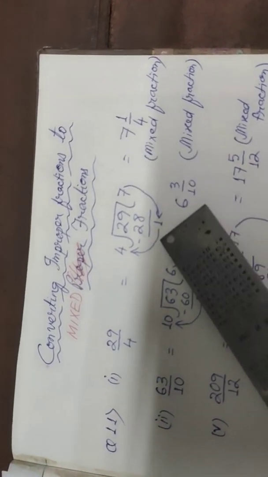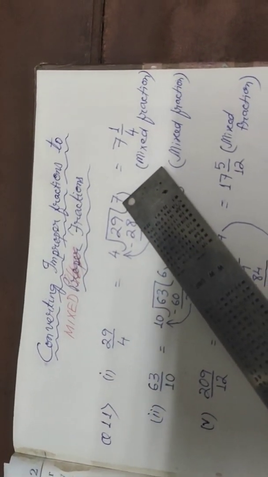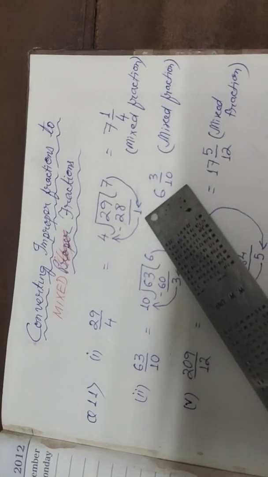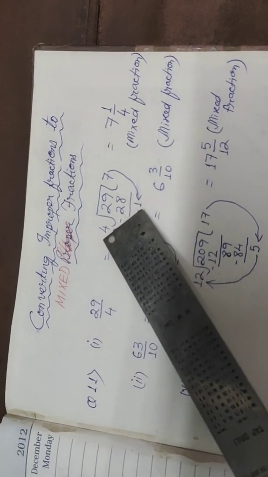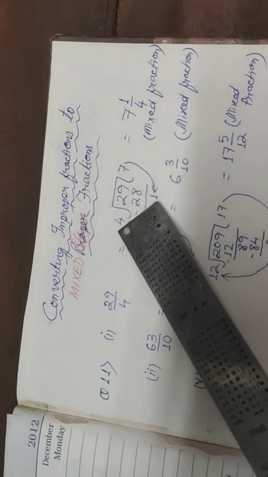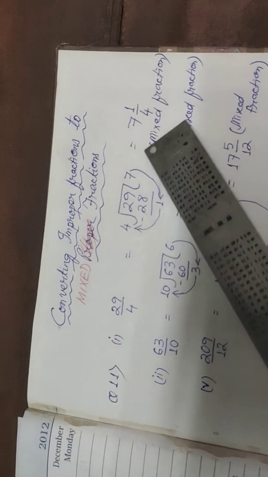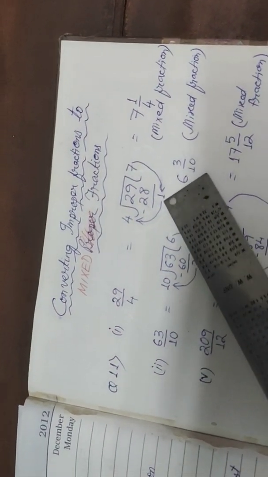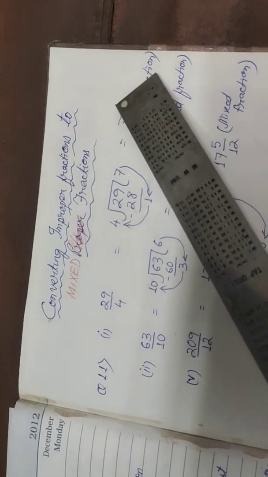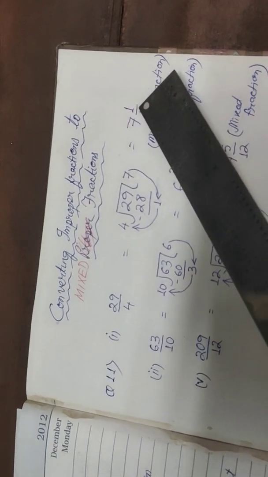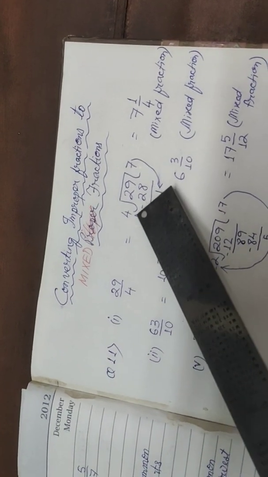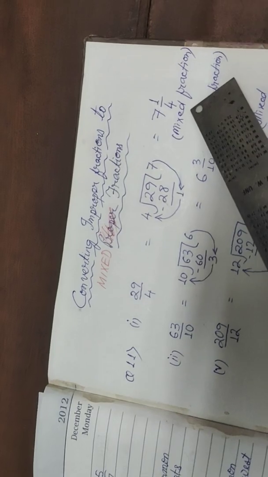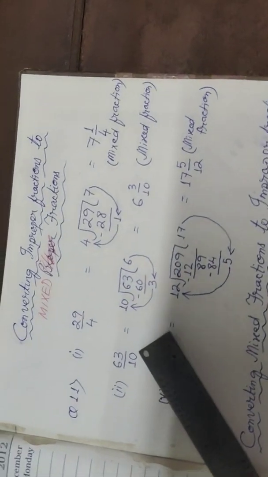Now how to write this as a mixed fraction? Here I have given the arrows. First you have to write the quotient. Then you have to write the remainder on the top, followed by the divisor at the bottom. So you can see first the quotient 7 is written. Then next to it 1, that is the remainder, is written on top. Here 1 is written on top, divided by the divisor 4 at the bottom. So the mixed fraction is 7, 1 by 4. I think this also you have done in your lower classes.